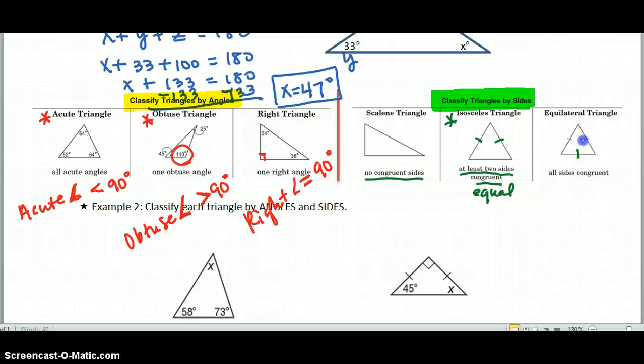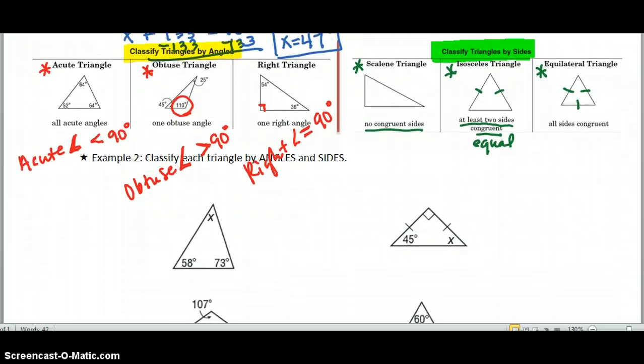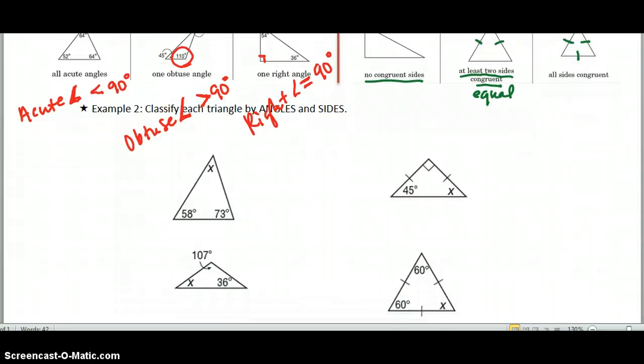If we have three sides equal, all sides congruent, we call that an equilateral triangle. So come back to the first picture where there were no tick marks, no sides are congruent, so it gets this funny word, scalene triangle. So you need to get yourself familiar with these terms so that you can identify these different triangles. Let me give you an example. Classify each triangle by the angles and the sides.